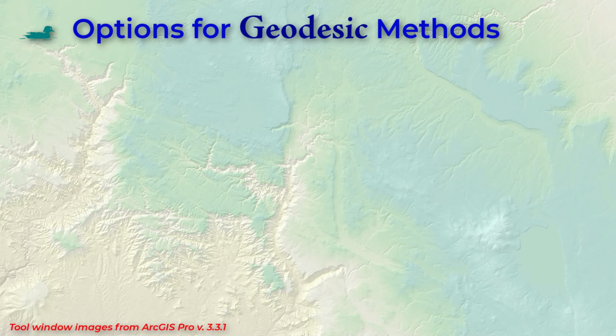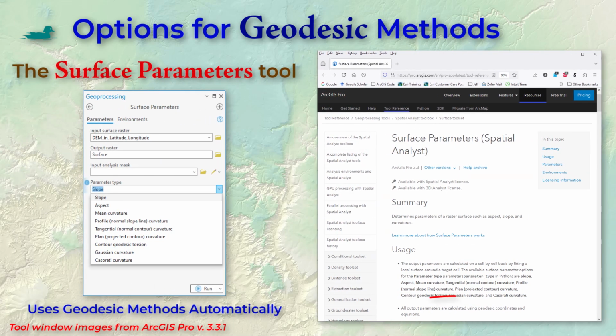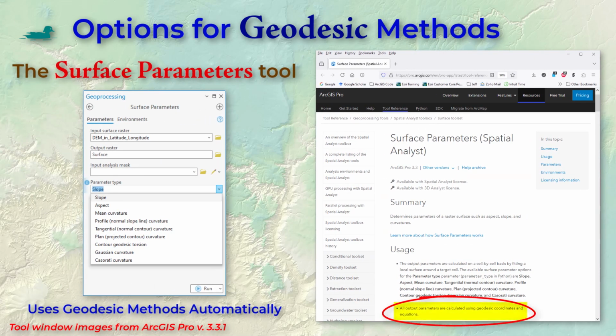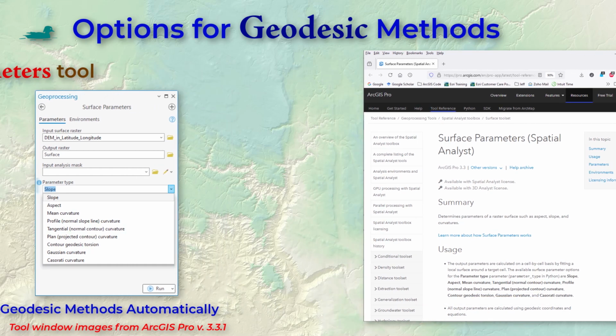However, the newer Surface Parameters tool does use geodesic methods automatically, and it includes options for slope, aspect, and several types of curvature, so it's generally a good option over the original slope, aspect, and curvature tools. Just be careful if you ever try to compare curvature data calculated from the original curvature tool with this new Surface Parameters tool, because the internal algorithms are very different between them, and I show some examples of this in the third lecture video in this module, the video right before the one you're watching now.